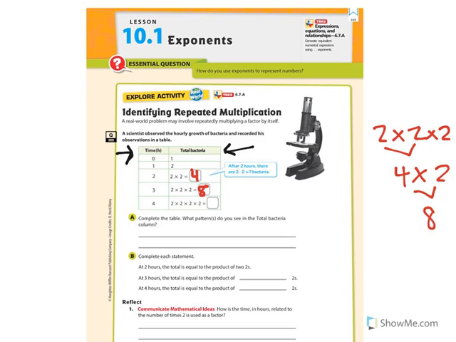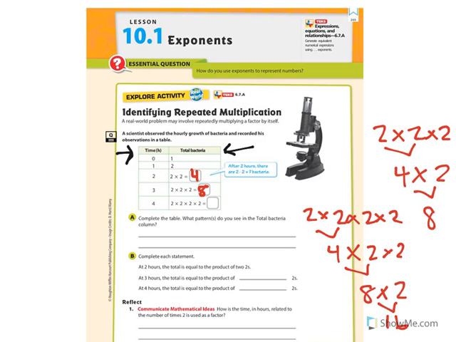And the last one, at 4 hours, we're at 2 times 2 times 2 times 2. Same thing. Let's make sure we do this properly. So 2 times 2 is 4. 4 times 2 is 8. And 8 times 2 is 16.